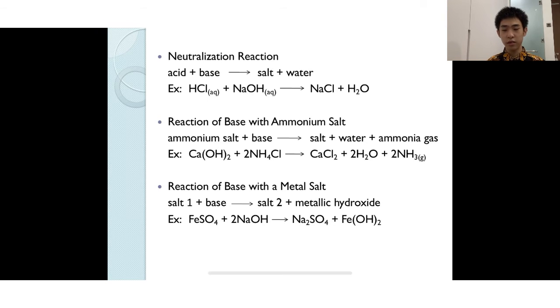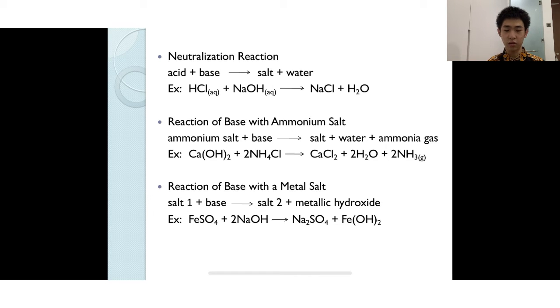Now, the reaction of base with ammonium salt. Ammonium salt plus base produces salt plus water and ammonia gas. The example is calcium hydroxide plus ammonium chloride produces calcium chloride plus water plus ammonia gas.